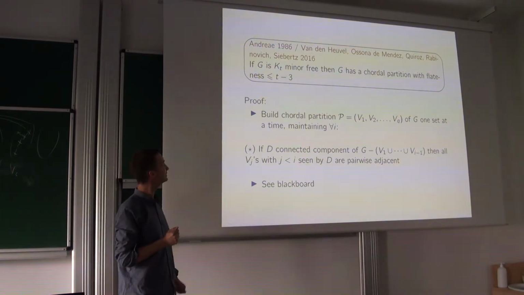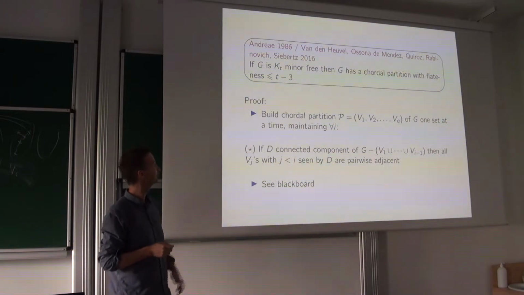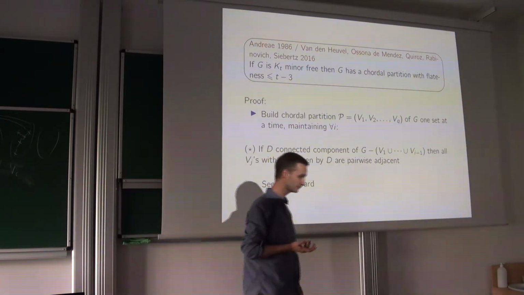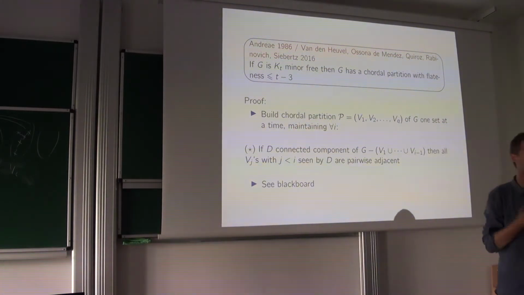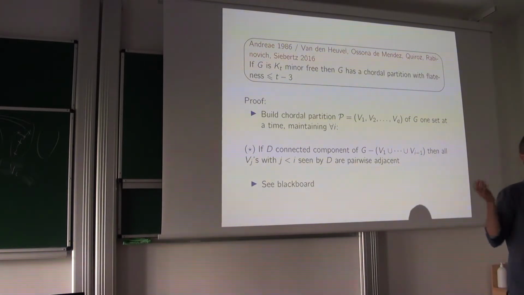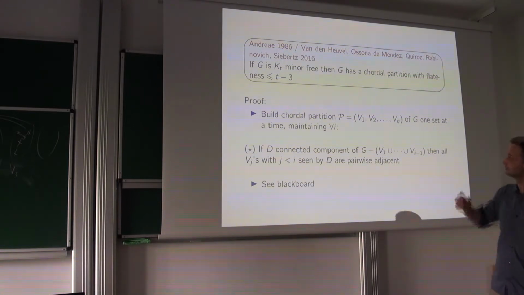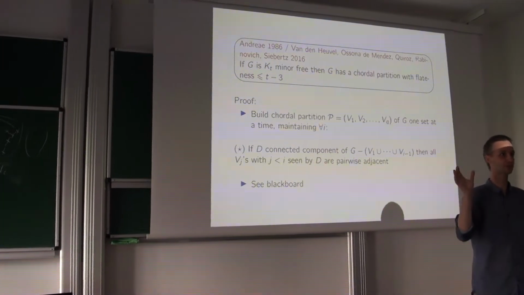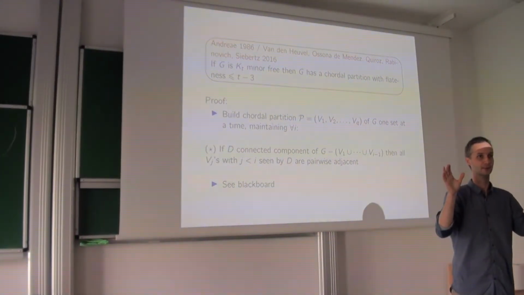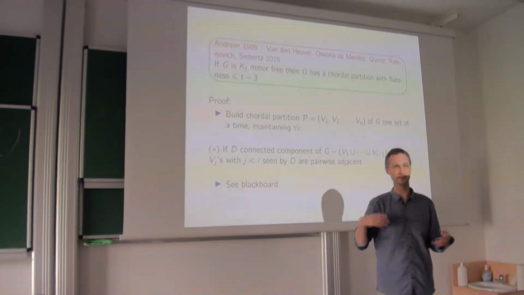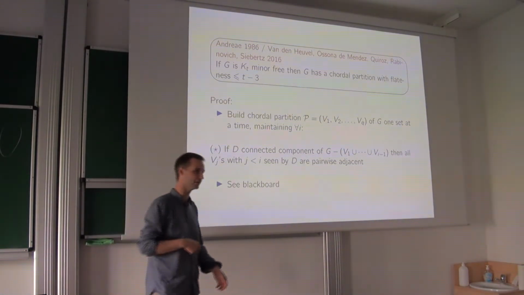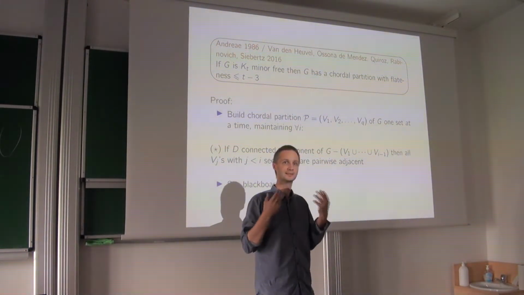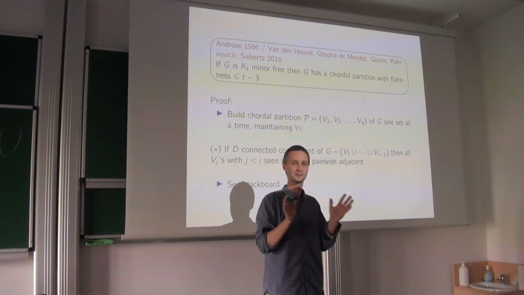So what does this theorem say? Take your favorite K_t minor free graph, then there is a chordal partition of your graph with flatness very small, at most t minus 3. The minus 3 is not really important, so just think flatness at most t if you want. If you forbid K_t as a minor, then you have a chordal partition with small flatness. And once you have that, there are applications. There are different theorems that you can prove using this. In particular, you can bound some graph invariants, including the so-called weak coloring numbers.